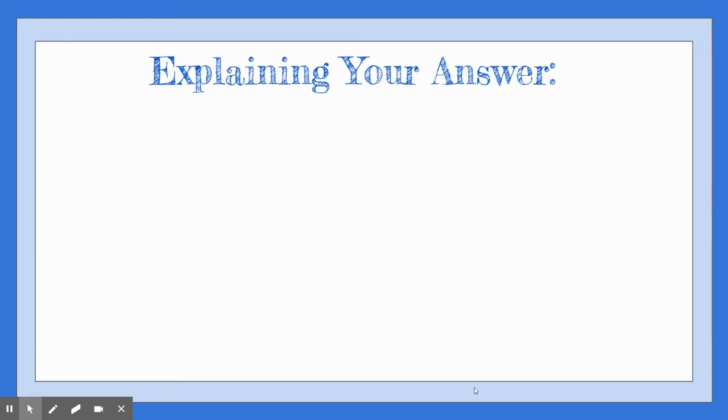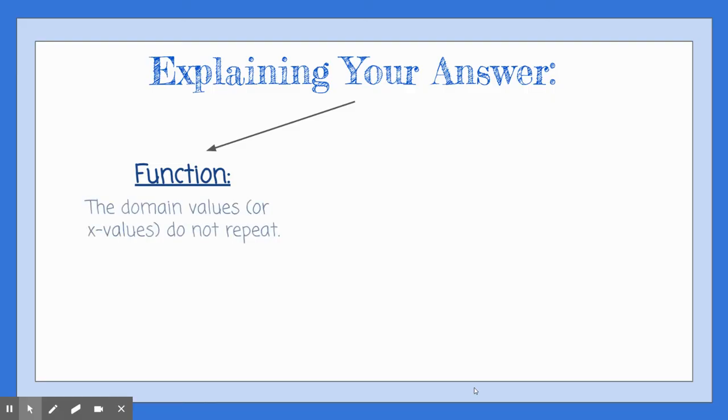So the last thing I want to go over is how to explain your answer if you're asked to determine if something is a function or not. So if something is a function, there's 2 valid responses you can use. If you have a set of ordered pairs, or a table, or a mapping diagram, you could say that the domain values or the x values do not repeat. It is very important that you clarify domain or x, though. You cannot say it does not repeat. You have to make sure you are clarifying that you know it is the domain values or the x values that are not repeating. Or if you have a picture of a graph, you can use the explanation that it passes the vertical line test, and that would be acceptable.